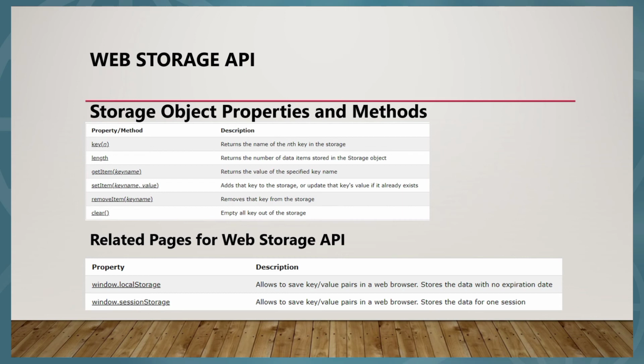So the related pages for Web Storage API are now window local storage. It allows you to save key value pairs in a web browser. Stores the data with no expiration date. Next is the window session storage. Allows you to save key value pairs in web browsers, but here it only stores the data for one session.